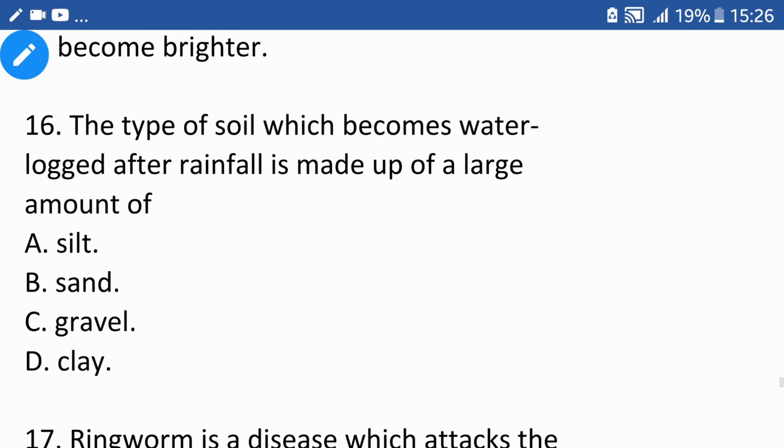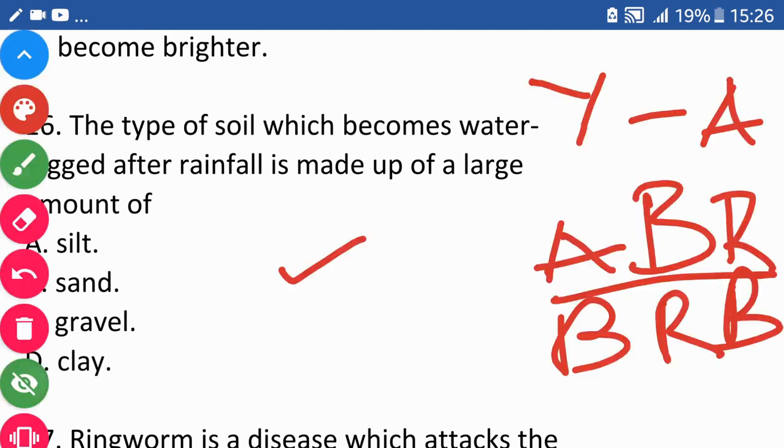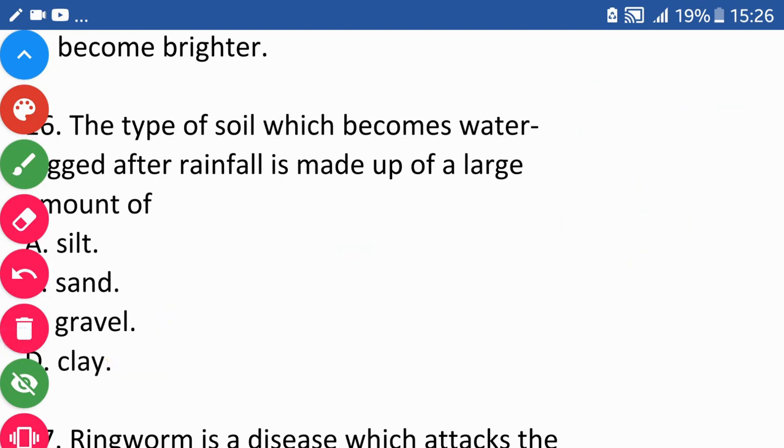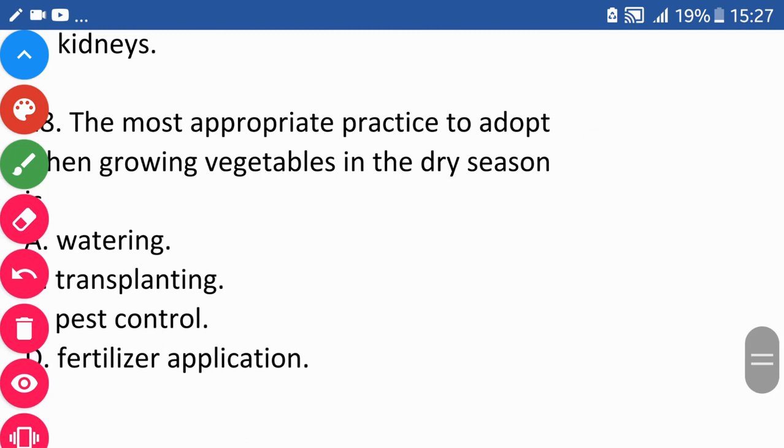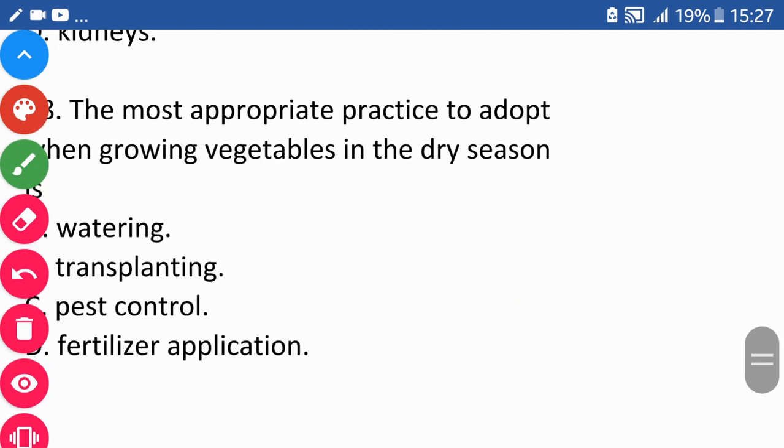Question 16: the type of soil which becomes waterlogged after rainfall is made up of a large amount of clay. Ringworm is a disease which attacks the skin. It's a fungus. The most appropriate practice to adopt when growing vegetables in the dry season is definitely watering. So A, watering.